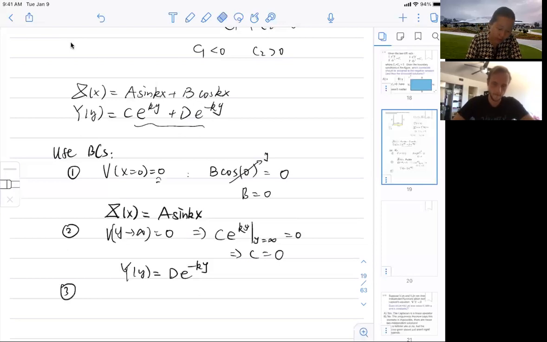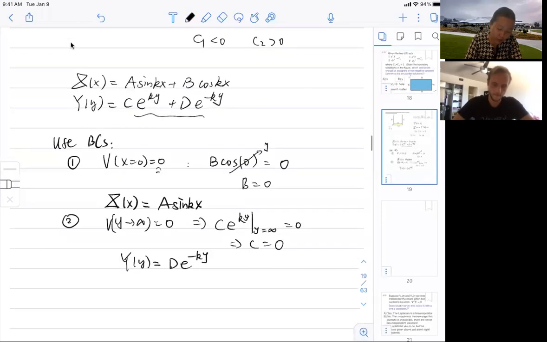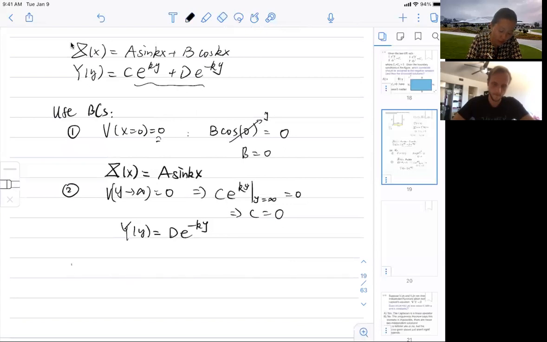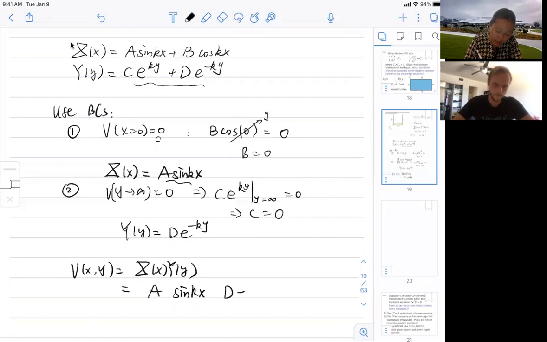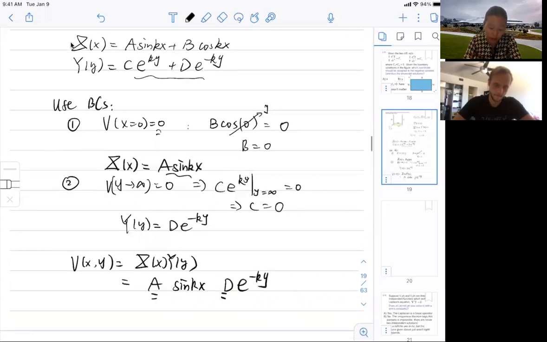Before we go any further, let's look at what the potential looks like. The potential is the function of x multiplied by the function of y. So it's A times sine kx multiplied by D e to the negative ky. A and D are both constants, so I'm going to put A and D together and call it one constant, C prime.